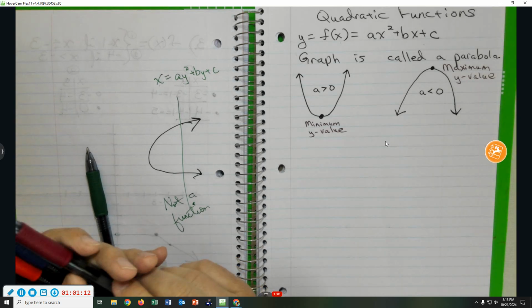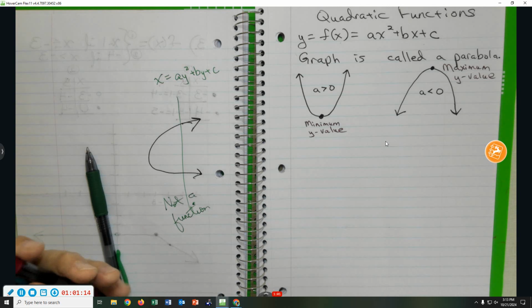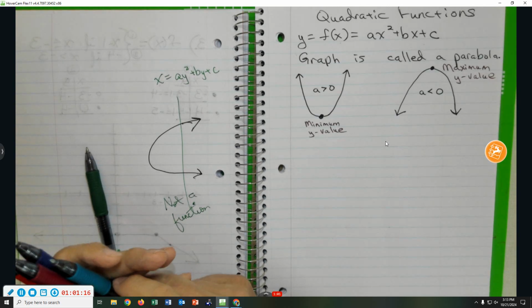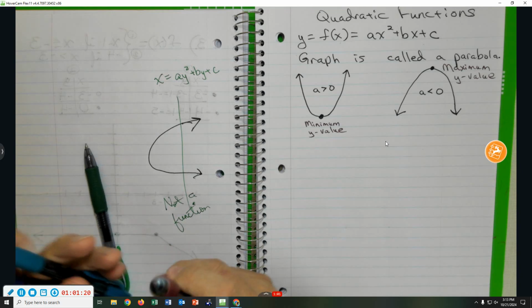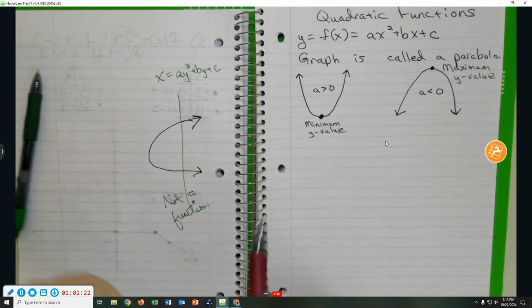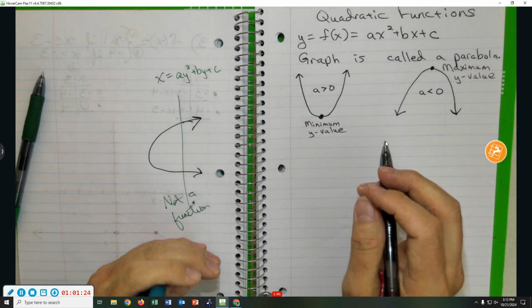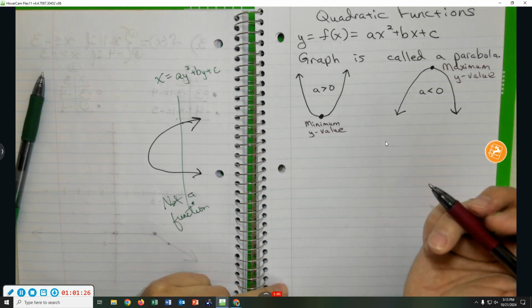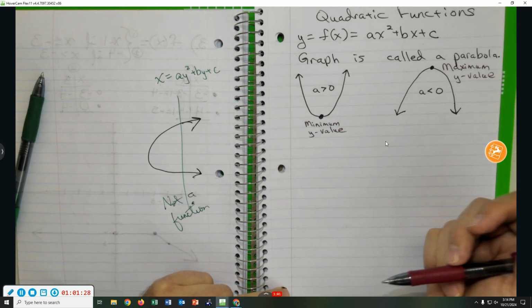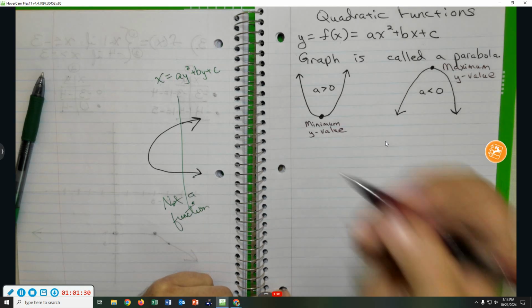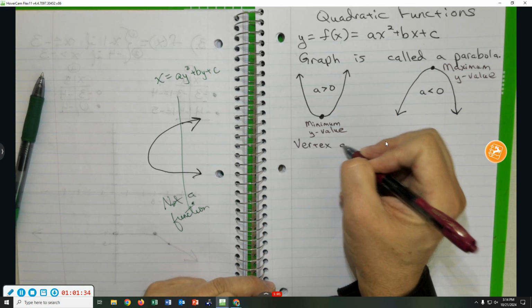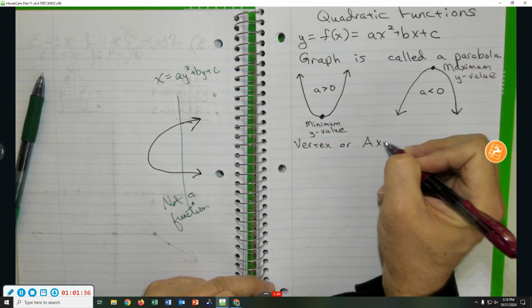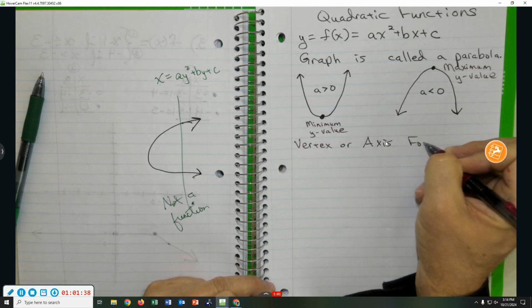There are two ways of determining the location of the vertex of a parabola. One of them is completing the square, and that's just never the quickest thing to do. The other one is the vertex formula, which is also the axis formula. I'll discuss what the axis is in a moment. But we have the vertex or axis formula.